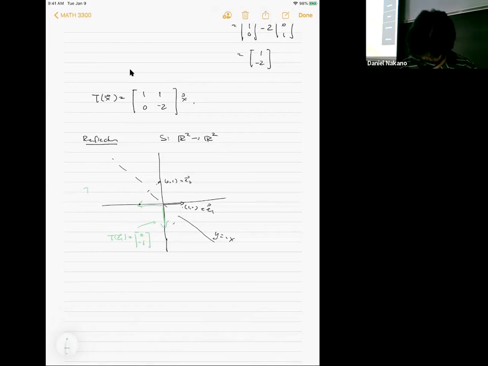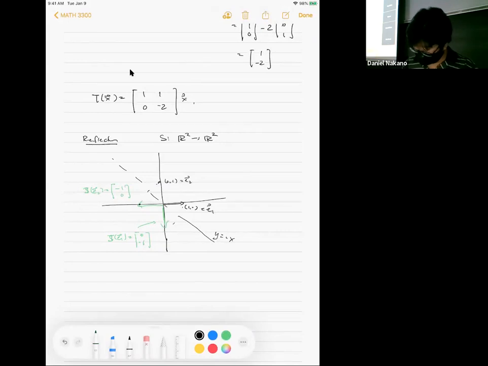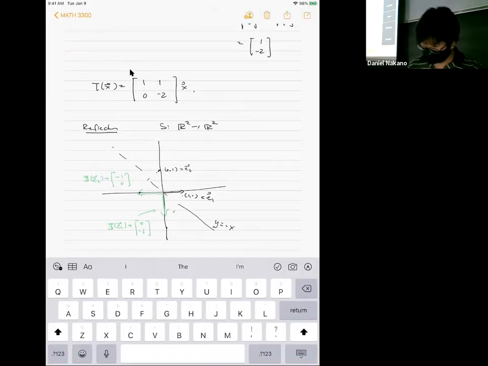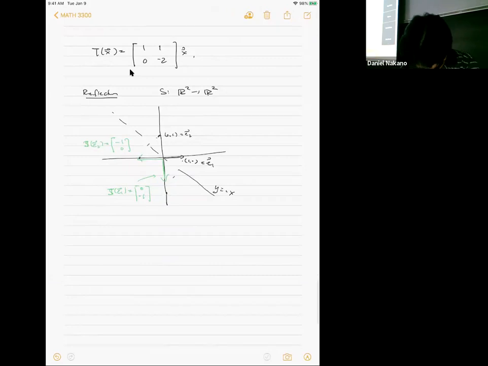Okay, so this is T of E2, and that's the vector minus 1, 0. And that's an S. This is an S, not a T. So what is S? S of X is equal to S of E1 is 0 minus 1, and this is minus 1, 0.